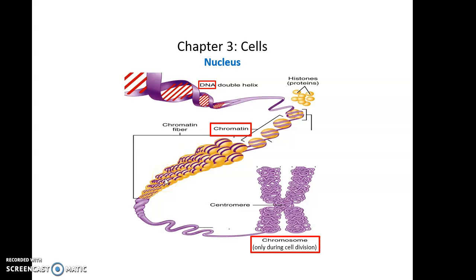And then, when the cell decides to divide, the chromatin condenses down to form a chromosome. And the chromosome, as you can see, looks kind of like an X, and it has a point where the two sides are connected, and that is the centromere of the chromosome. And again, you only see chromosomes when cell division is occurring.